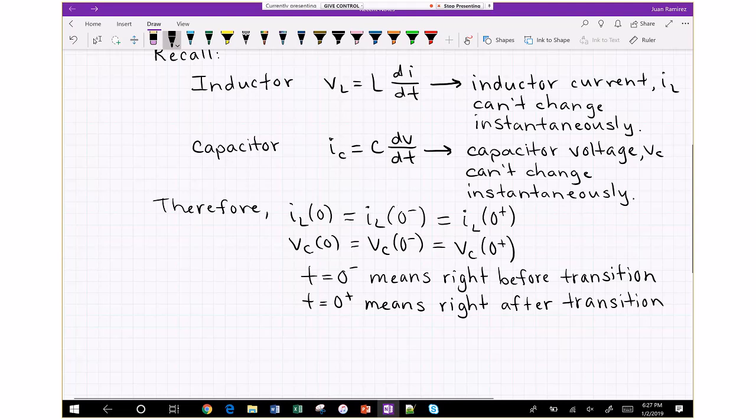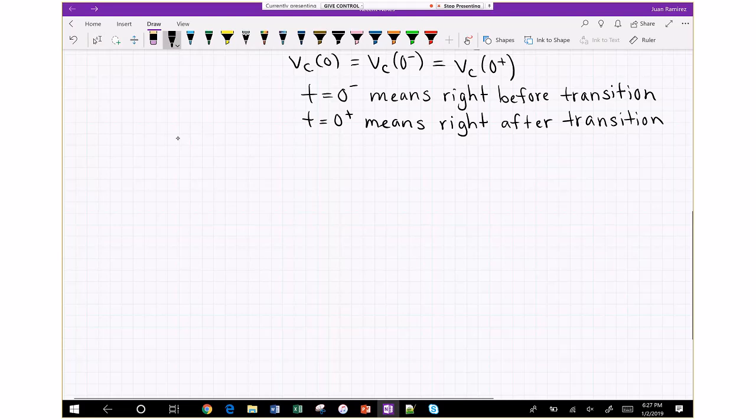So before, when looking at initial conditions, we would look at t less than 0. That was that initial state. And when we said that, we said it was way before the transient, way before the transition, such that the value of the inductor current and the capacitor voltage was at steady state. It wasn't changing. So way before transient.